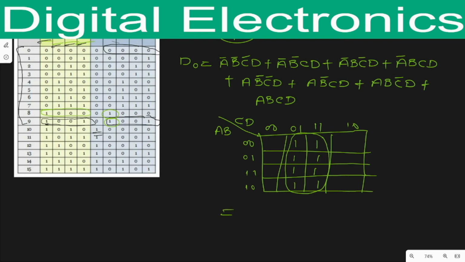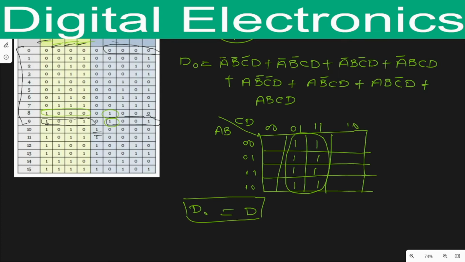We will find out. Nothing is common in the row, only D is common from the output side. So what will we get in the output? We will get output as D naught equals D.